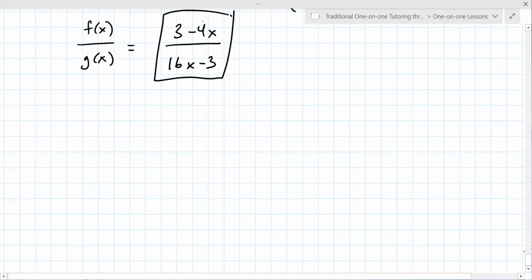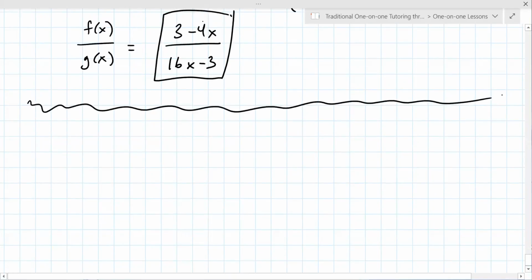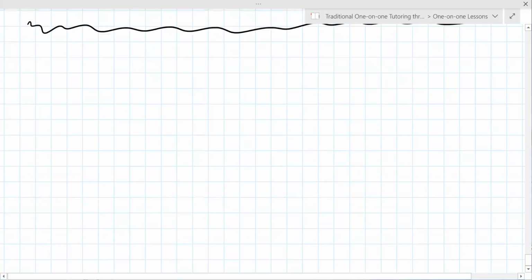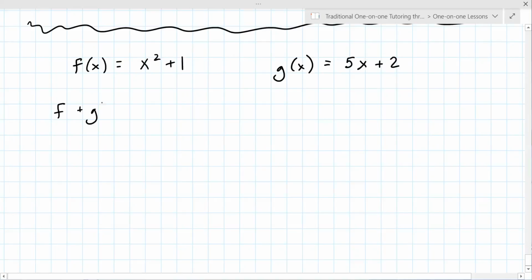Okay, let me do something with you here that I think you'll like. I think it'll be helpful. Let's say f of x is x squared plus 1, and let's say g of x is 5x plus 2. Okay, what is f plus g of x?